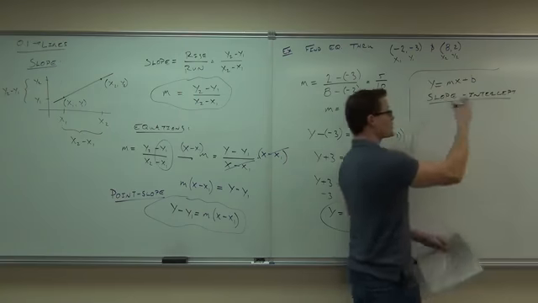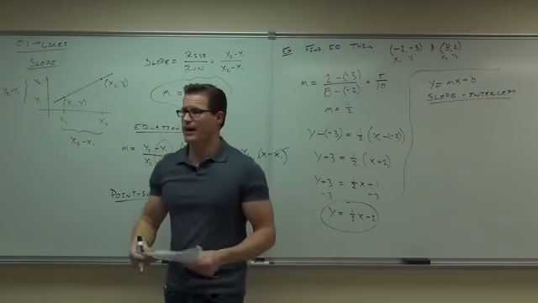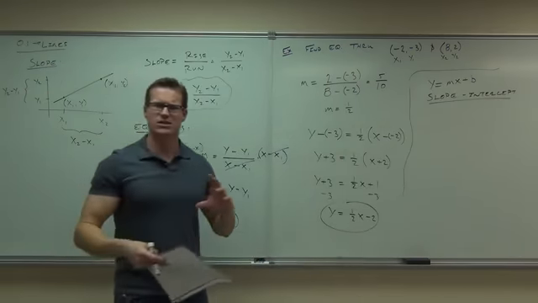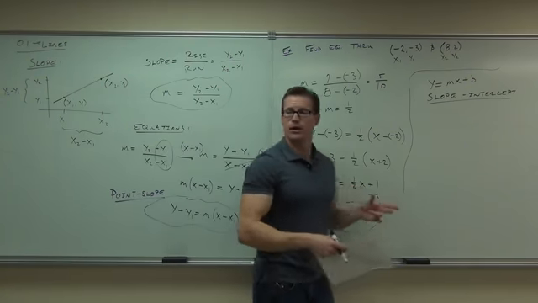And again, the reason why it's called slope-intercept is that's what you have. That m, well, that's our slope. What's the b stand for? Yeah, good, y-intercept.